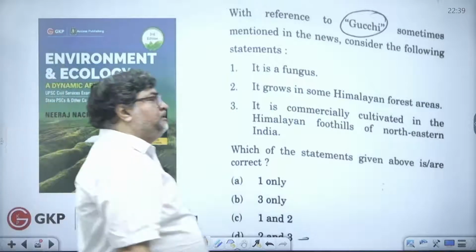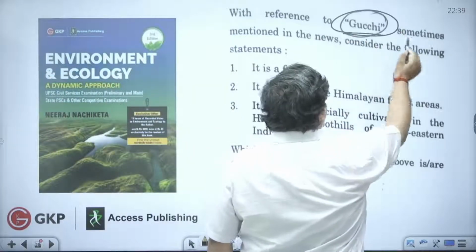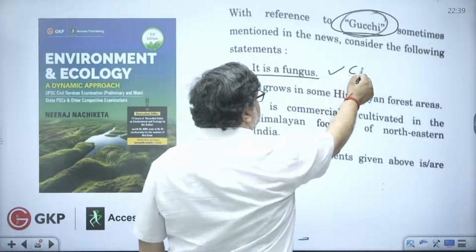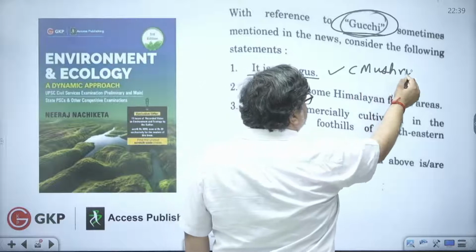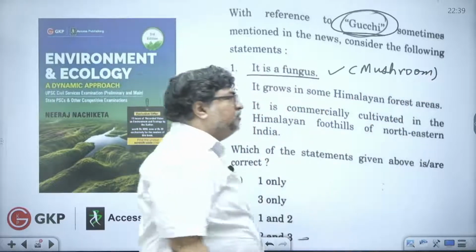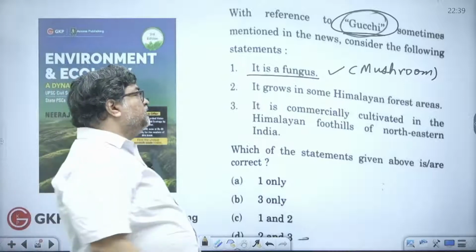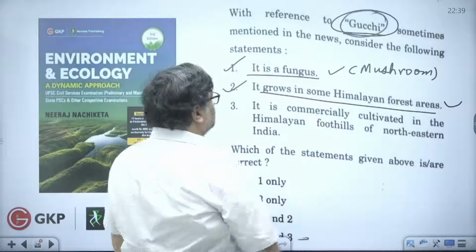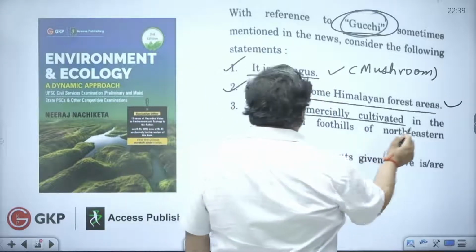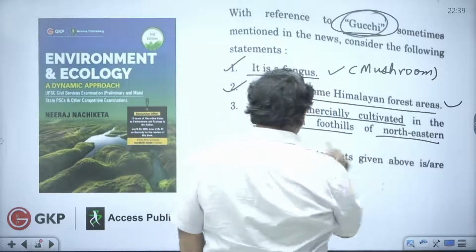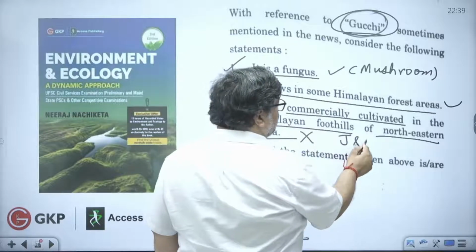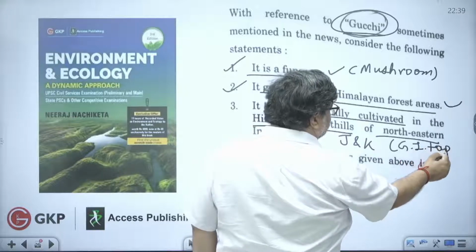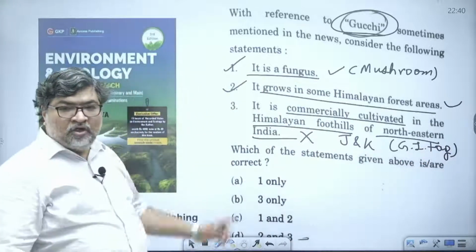With reference to Guchhi. Now Guchhi was in the news, sometimes seen in the news. Consider the following statements. It is a fungus. That's correct. It is a very costly mushroom of the world, right. Now it grows in some Himalayan forest areas. That is correct. Now it is commercially cultivated in the Himalayan foothills of northeast India. That's wrong. It is in Jammu and Kashmir. Now it has also been given a GI tag, geographical indication tag, not in northeast India. This is wrong.